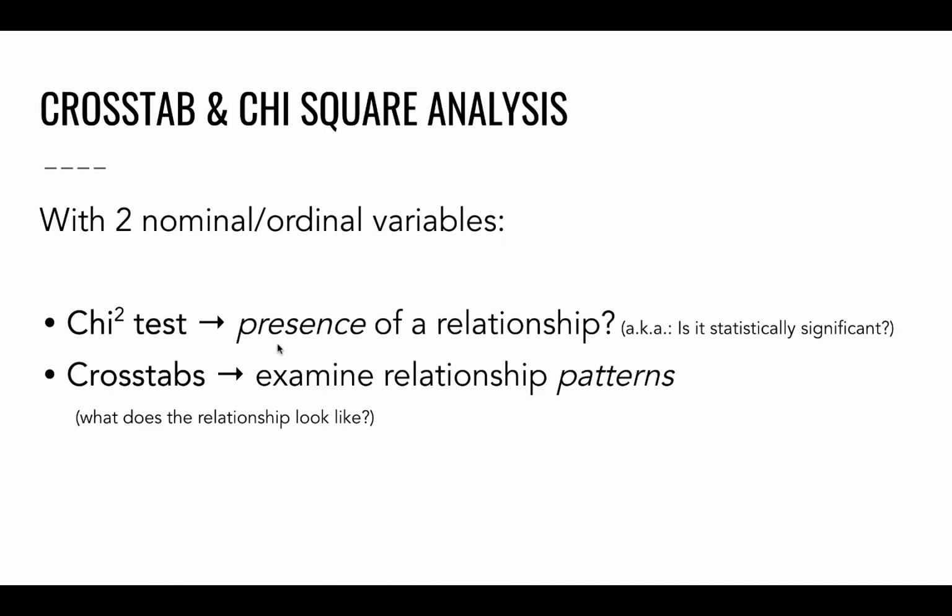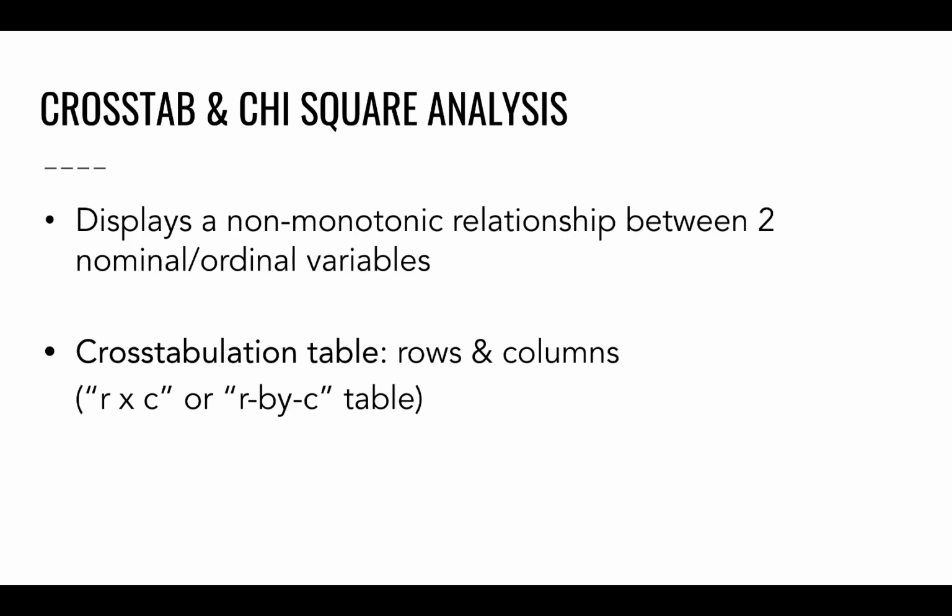So like I said before, with crosstab chi-square analyses, you need 2 nominal or ordinal variables. So this test is actually 2 tests that go hand in hand. You have a chi-square test, which tells you something about the presence of a relationship. Is there a statistically significant relationship? And then the crosstab part of the test examines the relationship patterns. So what does the relationship look like? What's the direction, what's the strength, and so on. So that's why we use both these tests in conjunction with one another.